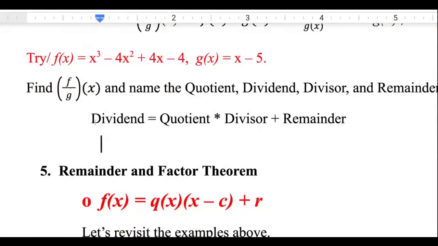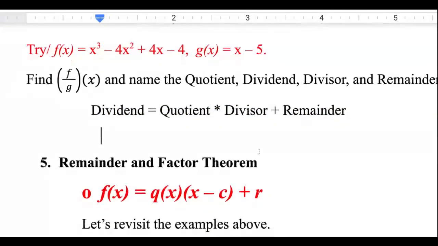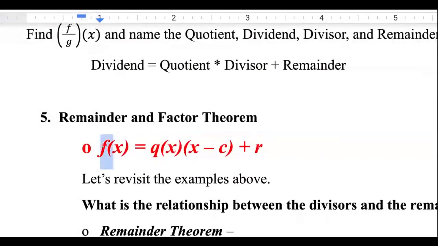Okay, we have this formula. Dividend equals the quotient times the divisor plus the remainder. Okay, a function can be written as x minus c as a divisor. Quotient, we use q of x to represent, and the remainder. Okay, remainder is always 1 degree lower. So in this case, what's the divisor? Divisor is linear, so r has to be a number.